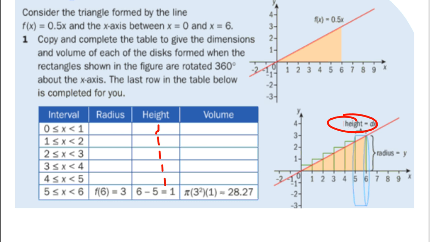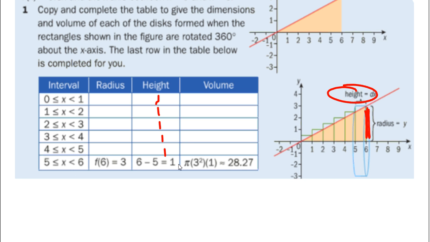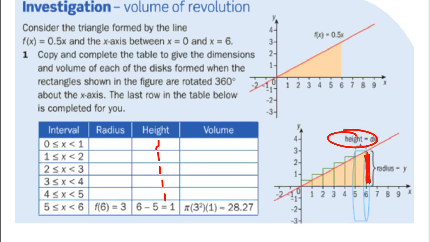What is the radius of this one here? So what would be the radius of that first cylinder? 3, good. So that's why that one is 3, because they're saying f of 6. If you subbed in x is 6, just by looking at the graph, we can see you can get 3. But also, remember f of x is 0.5x, and 0.5 times 6 is 3. That's another way to do it. We can see it.